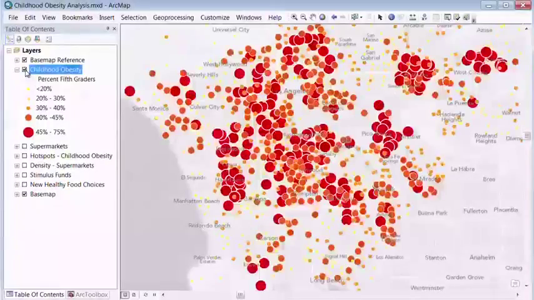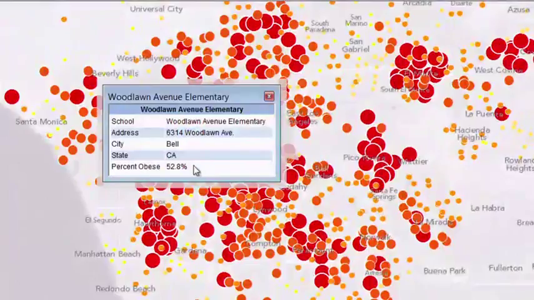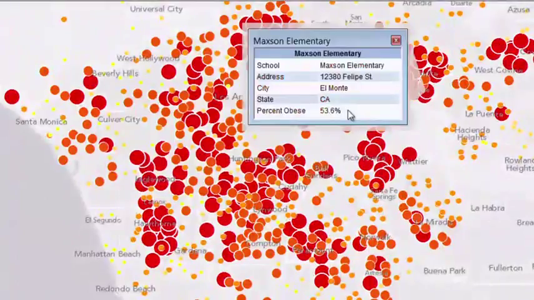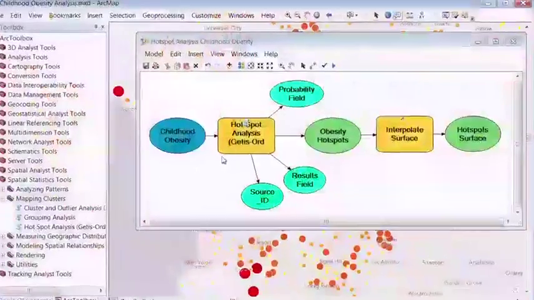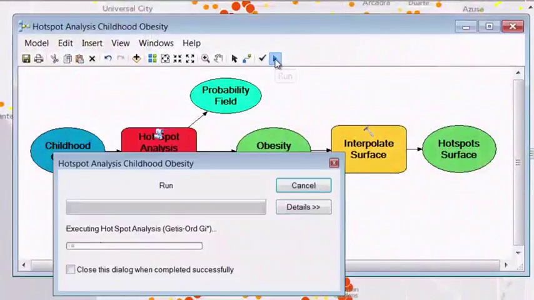Here we're looking at childhood obesity data at the individual school level for Los Angeles County. Some of these schools have more than 50% obese 5th graders. We are going to use spatial statistics tools to run a hotspot analysis, which will show us where we have statistically significant clusters of childhood obesity.